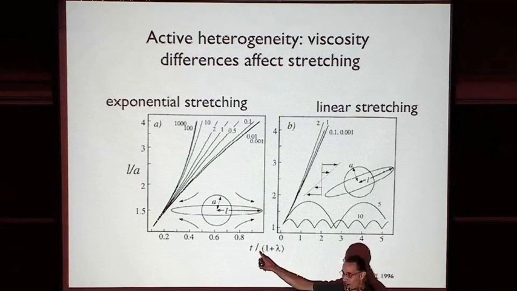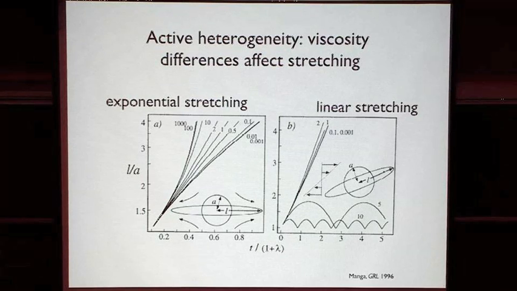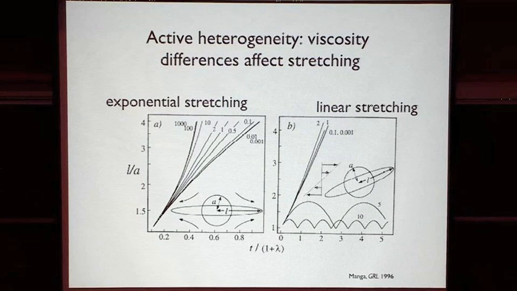So what does this mean? By dividing by 1 plus the viscosity ratio, you're simply showing that the largest viscosity present in the system is going to dominate the stretching rate. If the blob is more viscous than the surroundings, it's the viscosity of the blob. If the blob is less viscous than the surroundings, it's the viscosity of the surroundings.